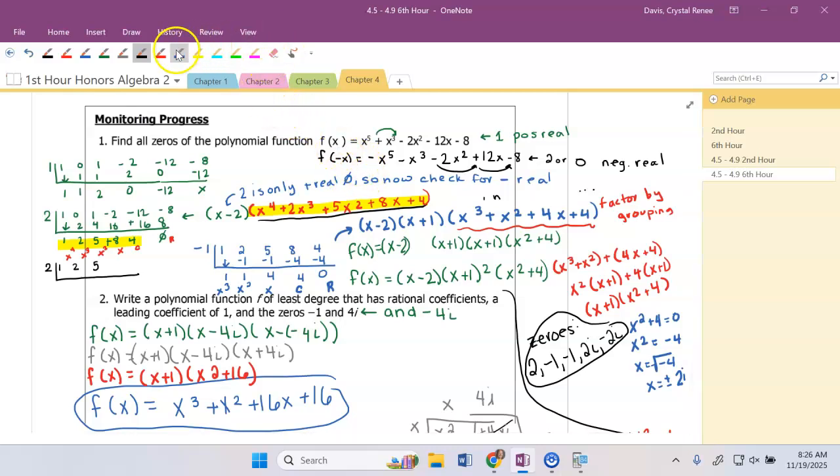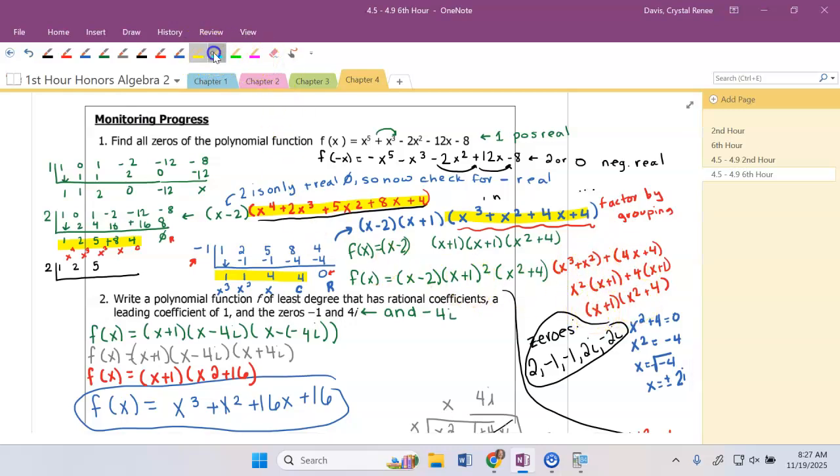The first negative real solution I checked was -1. I always start small and go big. This time, it worked out in my favor because I had a remainder of 0. So if -1 is a 0, then that means x plus 1 is a factor. And then I'm left with this here, which is that. Now that factors by grouping, so my work is right here in red. So x plus 1, x squared plus 4.